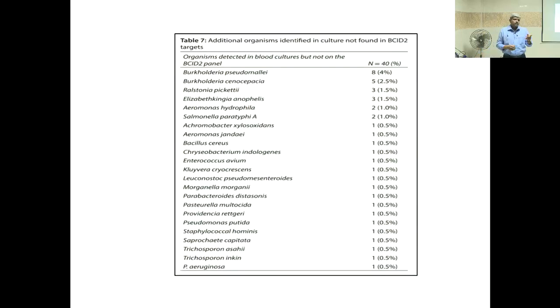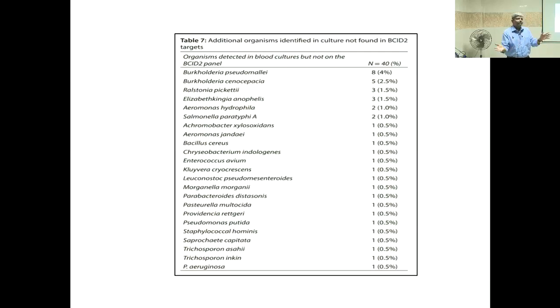But kindly remember, this test, the blood culture identification panel, is not the absolute test. Whatever is in the panel, it will pick up. There is a huge list of organisms. In our 200 blood culture flags, 40 were not identified by the BCID2 panel because the panel does not have these microorganisms, starting from Burkholderia, Salmonella, Elizabethkingia. These are not there in the panel. So if it is not in the panel, it will not be identified. So there is no point doing only the panel. You will have to do the traditional blood culture.